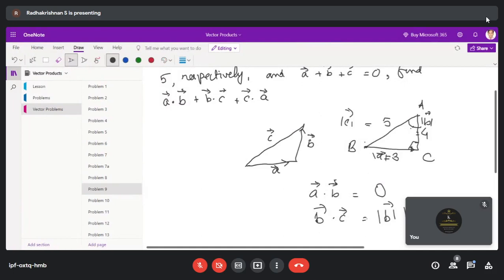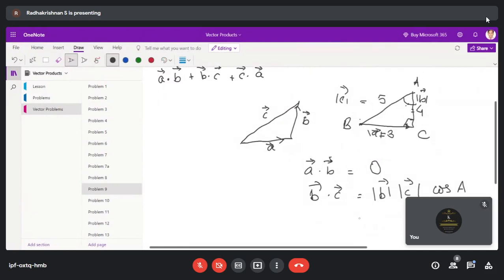What is your magnitude of B here? 4. C is 5. So cos A is simply 4 by 5, the adjacent side and the hypotenuse. The angle cannot be 45 degrees, because for 45 degrees the two sides would need to be equal, and they are not, they are 3 and 4. So B dot C is 4 into 5 into 4 by 5, which is 16.